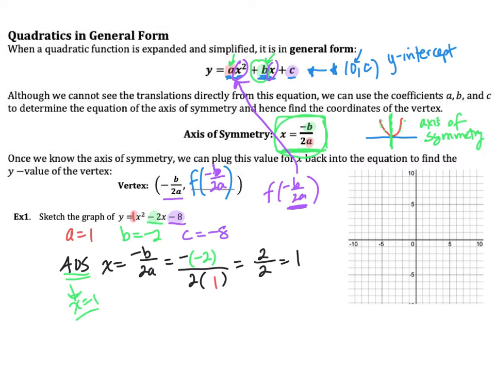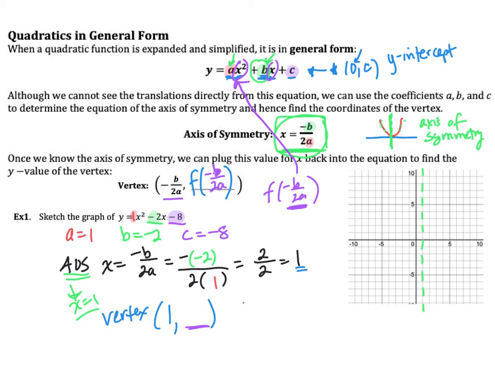So I'm going to graph that x equals 1. This is my axis of symmetry. Now that's helpful because if I'm trying to find the vertex, the x-coordinate of the vertex is the x value of the axis of symmetry. Great, now how do I find the y-coordinate of the vertex?